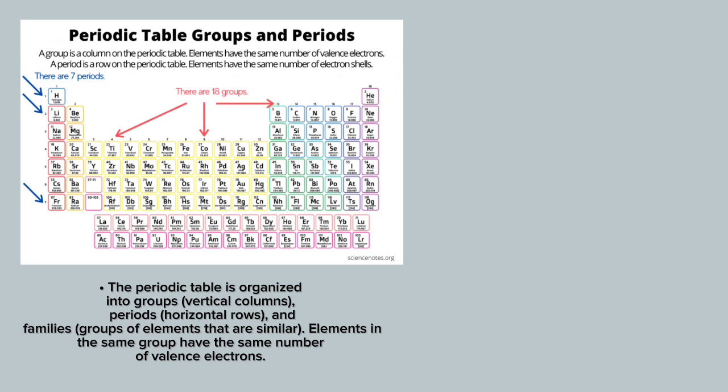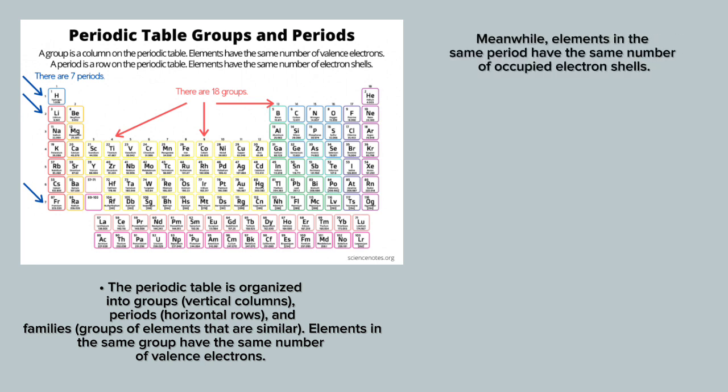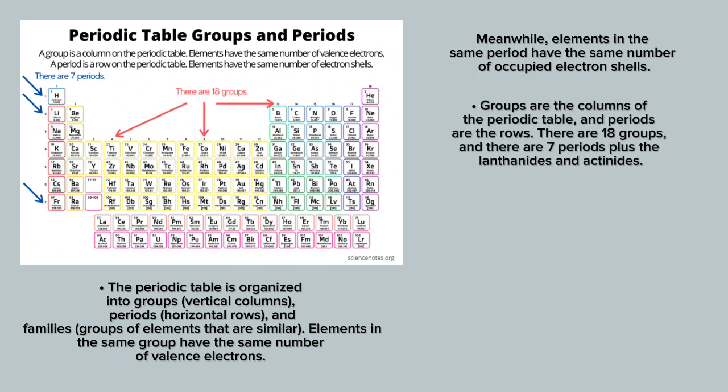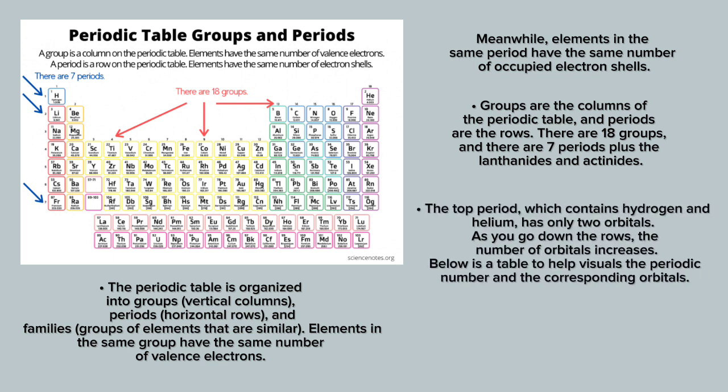A periodic table is organized into groups, vertical columns, periods, horizontal rows, and families, groups of elements that are similar. Elements in the same group have the same number of valence electrons. Meanwhile, elements in the same period have the same number of occupied electron shells. Groups are the columns of the periodic table, and periods are the rows. There are 18 groups and 7 periods, plus the lanthanides and actinides. The top period, which contains hydrogen and helium, has only 2 orbitals.